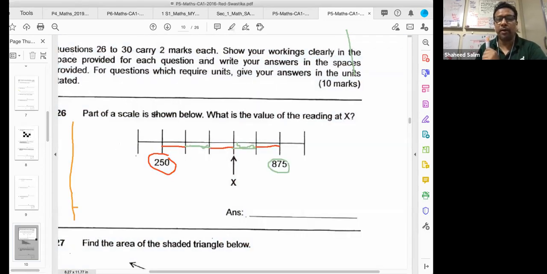Aduh, cannot lah. Wait a moment. Now, Shalina, this Jack and the Beanstalk. This Jack and the Beanstalk story lah.